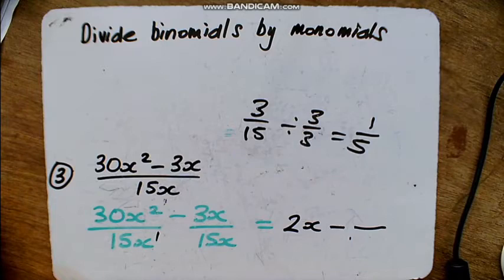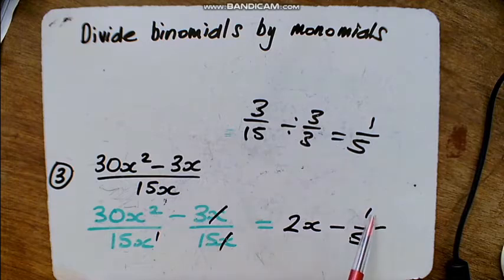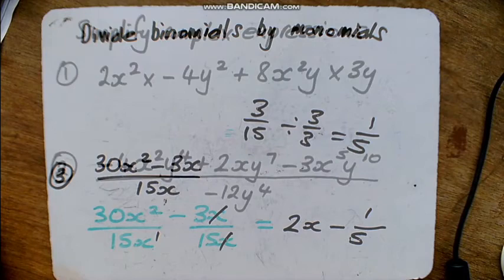X over x is 1, so we can see that the x will cancel the x. And so we have 3 divided by 15 is 1 over 5. Right, and that is the lesson on divide binomials by monomials. Don't forget to split. 1 mark for splitting in most cases.